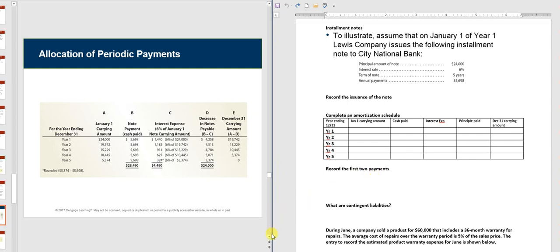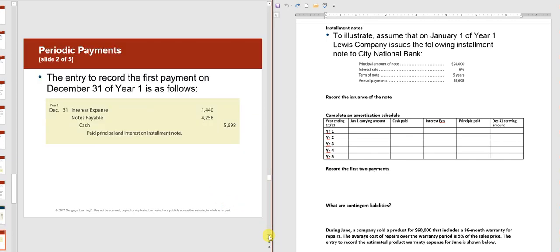So then what I need to do is record the first two payments. So remember, I'm always paying $56.98 in cash. Cash is going to be credited for $56.98 in all cases. However, interest expense is going to be debited for the $14.40, and then the principal balance is going to be credited for $42.58. So what that looks like is I debit interest expense for the $14.40, debit notes payable for the $42.58, and cash is $56.98.